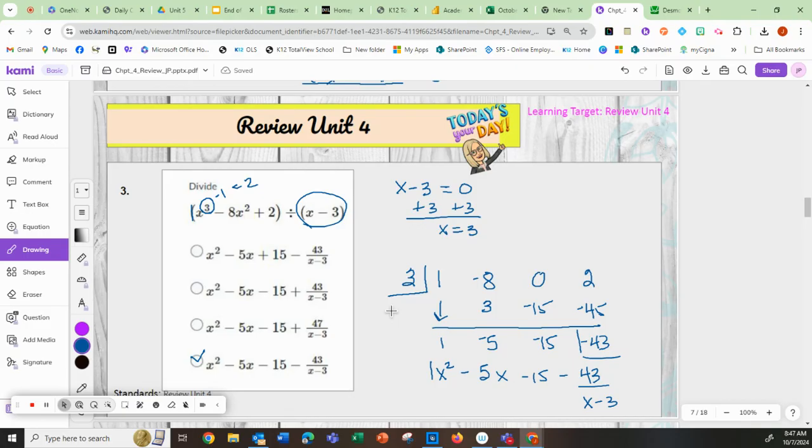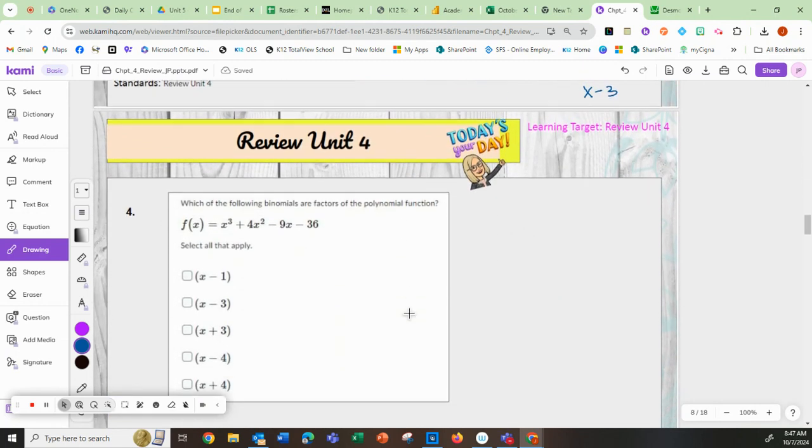So number 2 is an example of long division. 3 is an example of synthetic division. If they don't tell you which method to use, you definitely can choose whatever you think is the easiest.